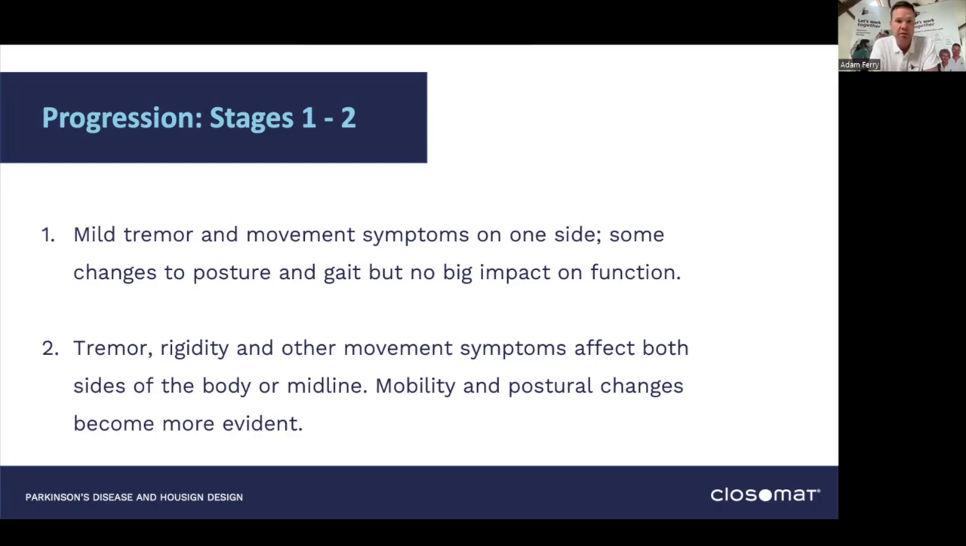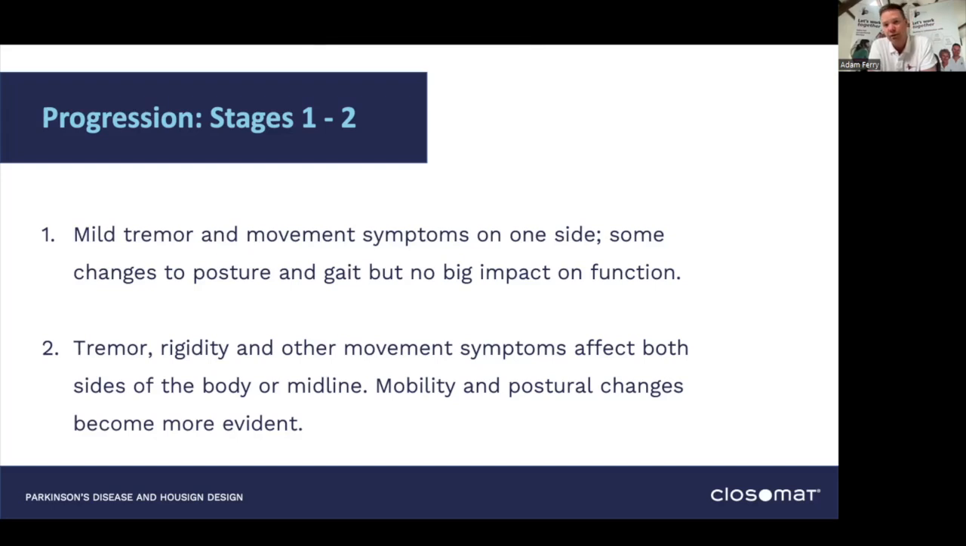So stage 1, there may be a mild tremor and movement symptoms on one side, some changes to posture and gait, but no big impact on function. The person at that stage might not even know they have Parkinson's, but it is likely that they do, but it's having no impact on life.